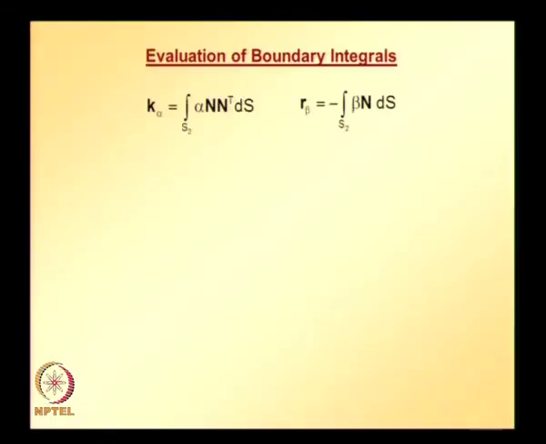Now, if you recall, these are the kinds of boundary integrals that we need to evaluate along the element boundaries or element sides. So, now let us discuss evaluating these kinds of integrals over triangular element edges.